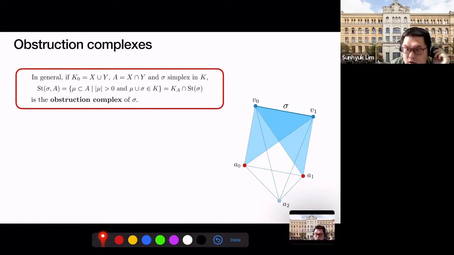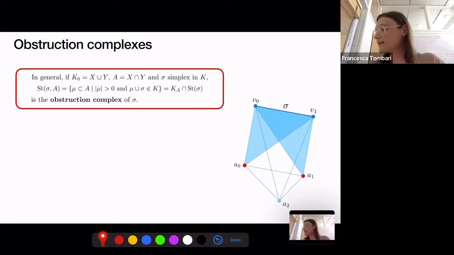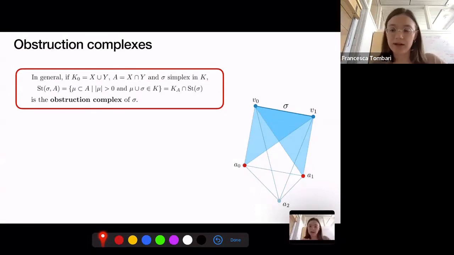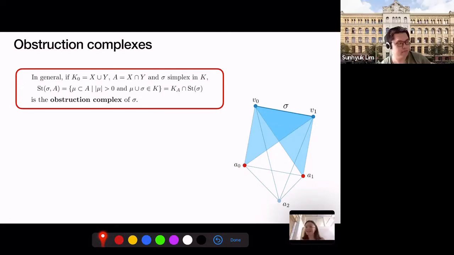Francesca? Yes. So in this picture, X is a set of V0 and V1, and Y is a set of A0, A1, and A2. Am I correct? Yes, you're correct. I didn't specify it, but yeah. So the important thing is that A0, A1, A2 are the intersection. Yeah, exactly. I didn't specify X and Y, but yes, absolutely. Thank you. Thanks for pointing it out, actually.